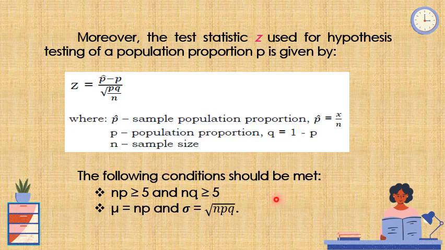So, the following conditions should be met. There are two conditions that must be met. First, the product of NP must be greater than or equal to 5, and the product of NQ must be greater than or equal to 5 also. And the second condition, the mean mu is equal to the product of NP, and sigma, or the standard deviation, is equal to the square root of the product of NPQ.